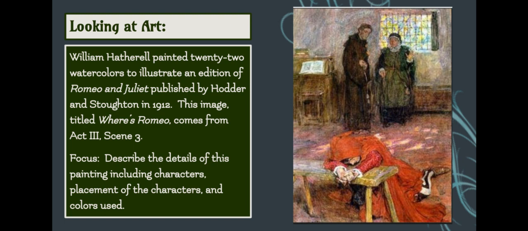Now you're going to look at the image. As you do, I want you to consider the reading focus. Describe the details of this painting, including characters, placement of the characters, and the colors used. Also, as you're looking at this painting, I want you to think about the following. Which characters are in this image? Where are the characters located in the image? What colors are used in this image?